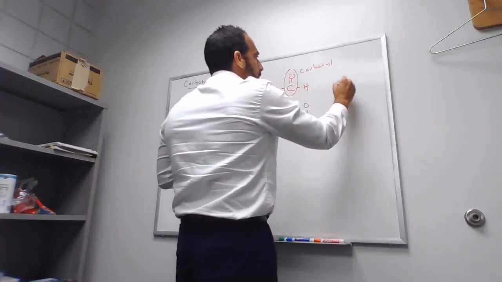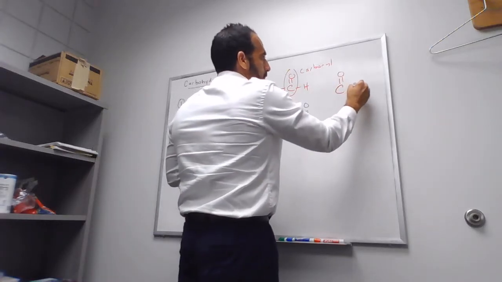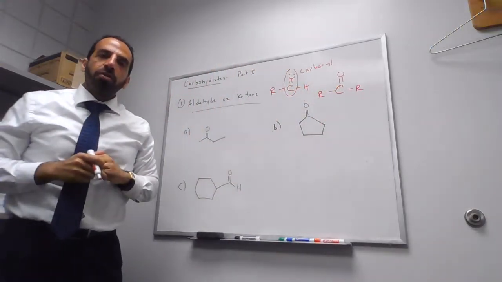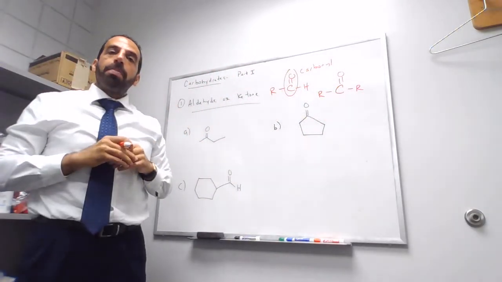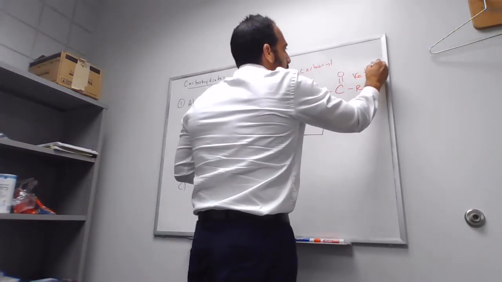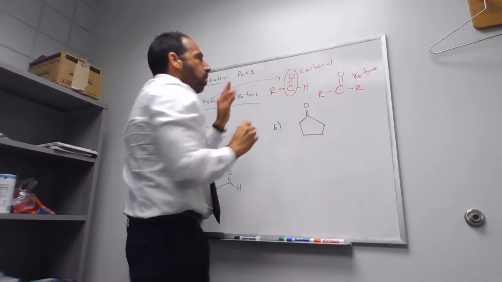A ketone is not going to have a hydrogen. It still has a carbonyl, but it has two R groups attached to that. Again, the R groups can be some type of carbon compound. So this is going to be a ketone, and this right here is going to be an aldehyde.